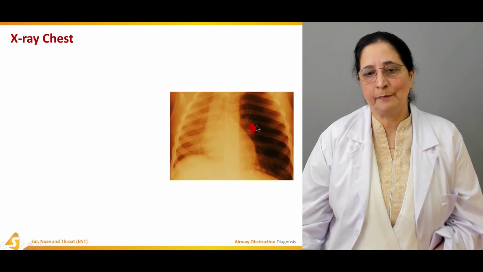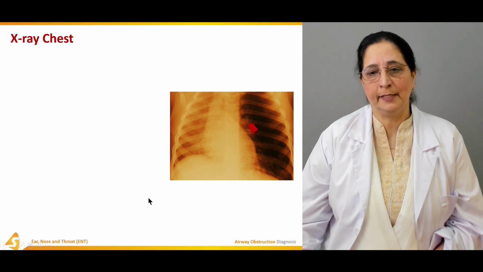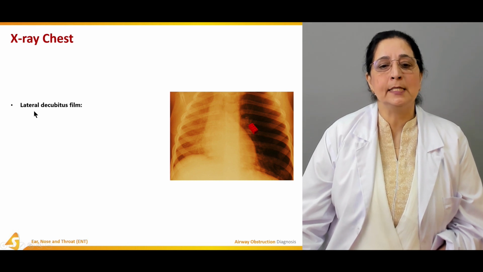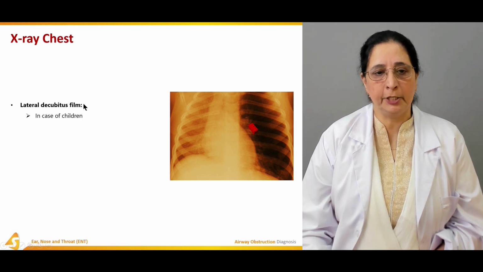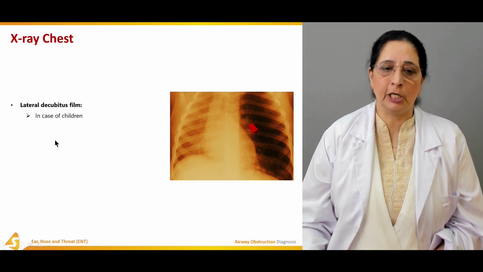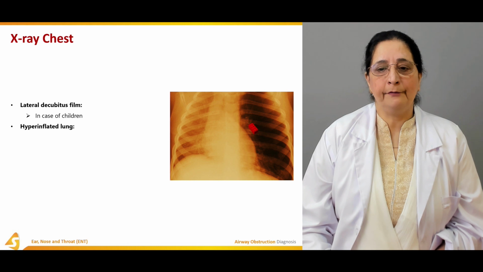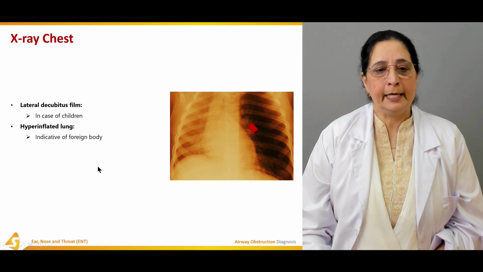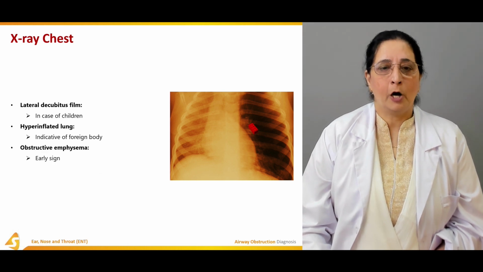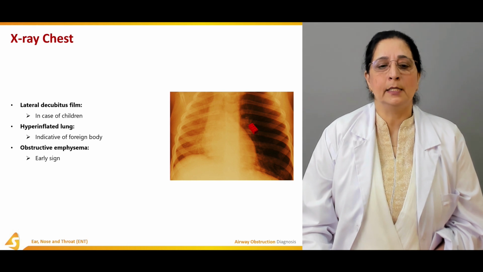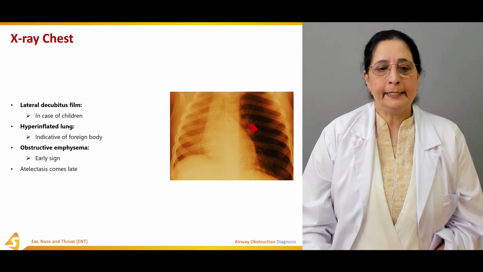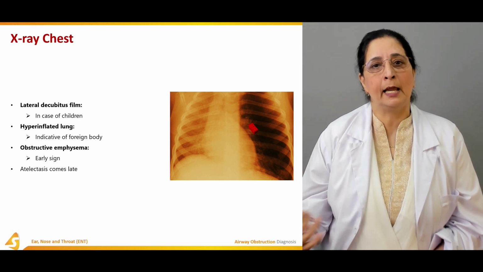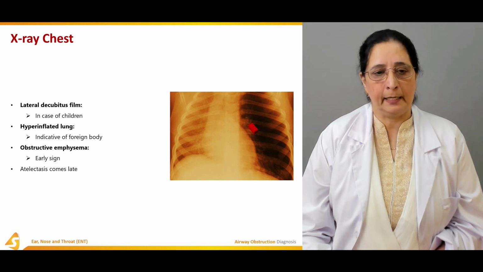Again, here you can see a small block. Usually the children play with these things on the chest X-ray. Lateral decubitus film, lateral decubitus. In case of the children, hyperinflated lung is present. So hyperinflated lung is indicative of foreign body. Obstructive emphysema is the early sign. Atelectasis comes late. So initially obstructive emphysema, later atelectasis can develop.